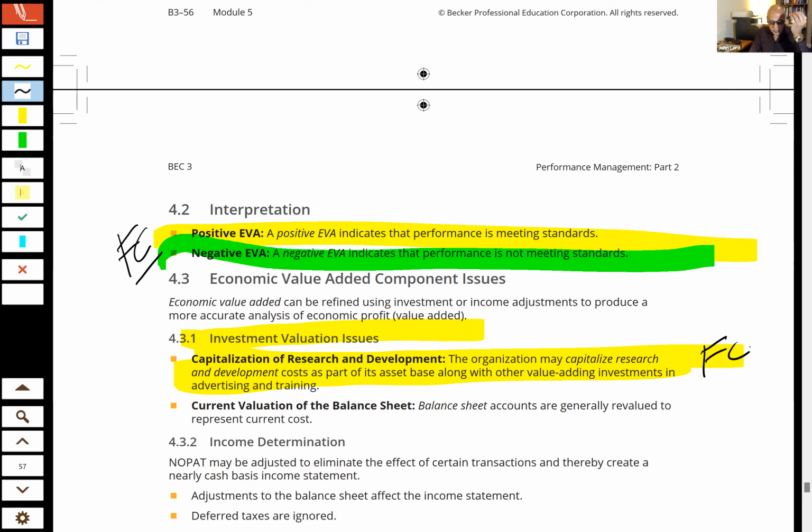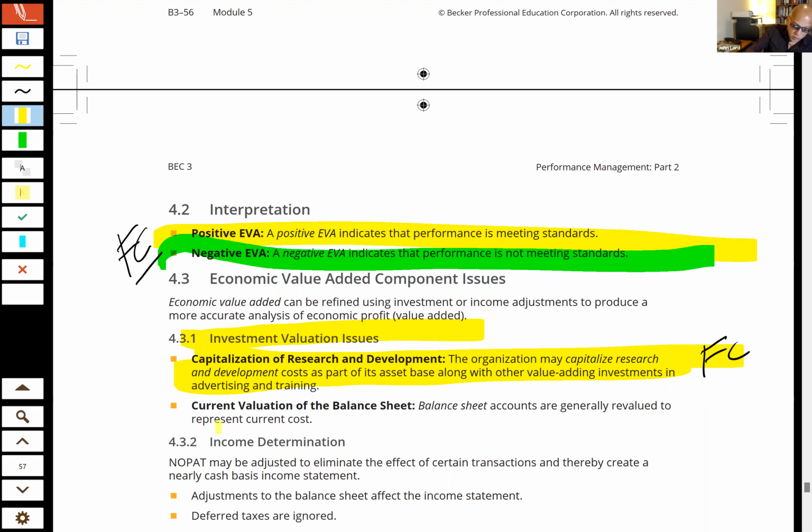What they're telling you here is that for EVA, the problem may say they've decided to capitalize these amounts of research and development. Well, you don't have to back those out and say, that's not allowed in accounting, I'm not supposed to capitalize that. No, you leave them in if the problem says the company has chosen to capitalize some of those.